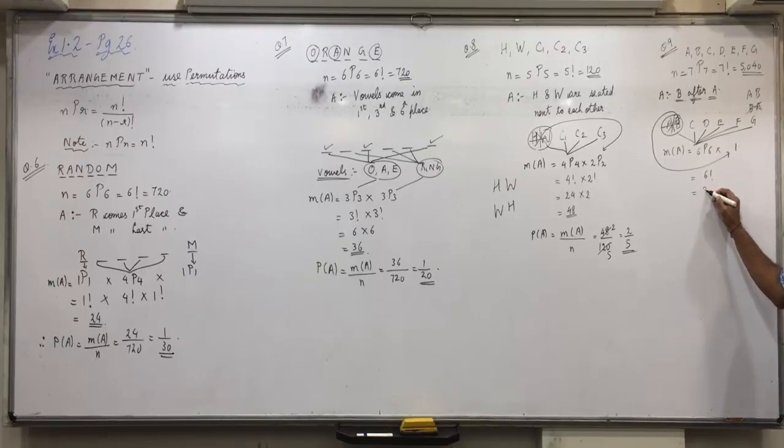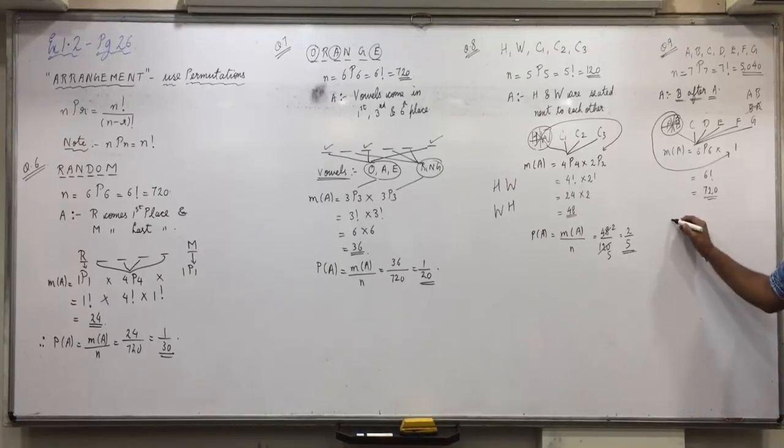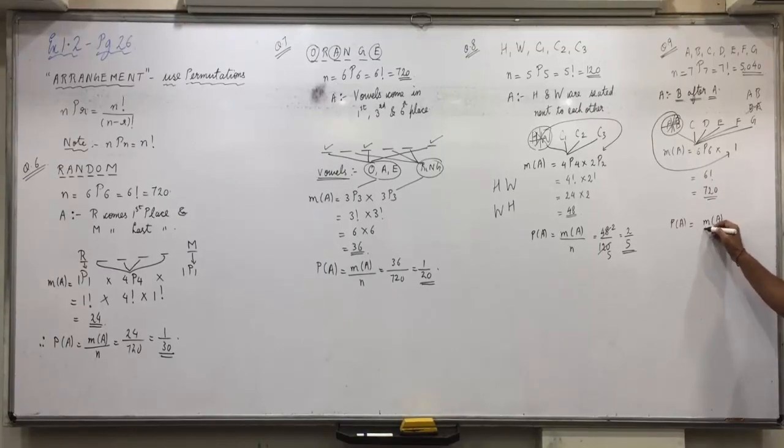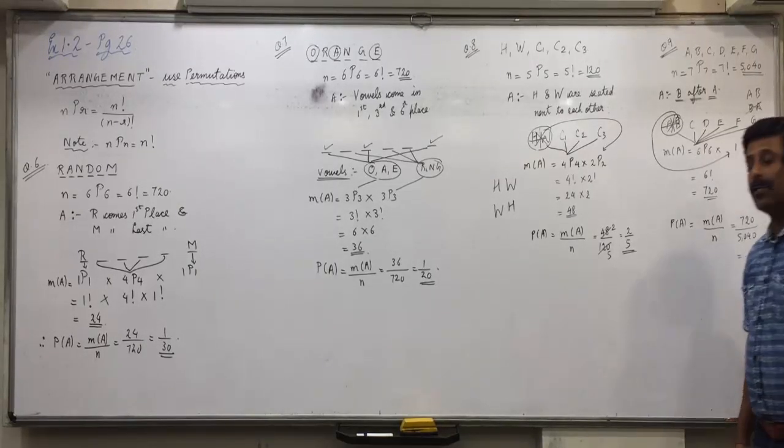That is 6 factorial, that is 720. So P(A) = m(A) upon n, 720 upon 5040, which is 1 by 7. Okay, 720 into 7 is 5040.